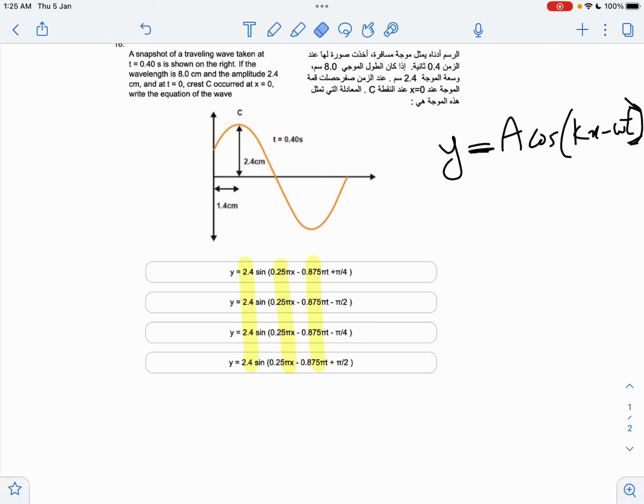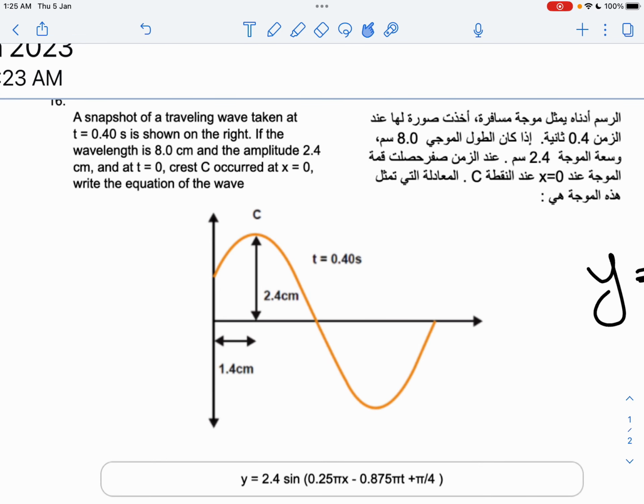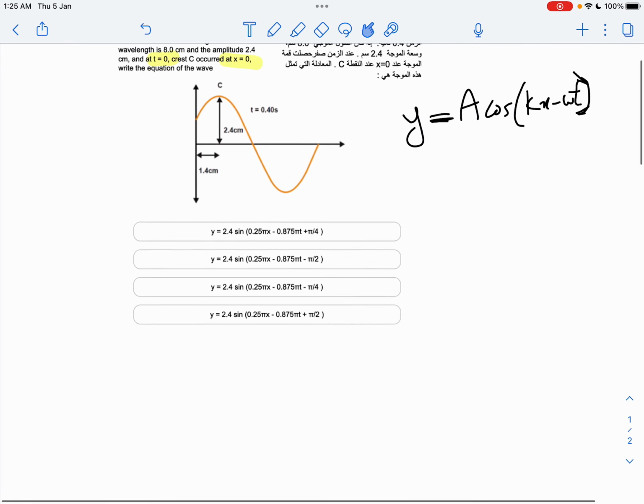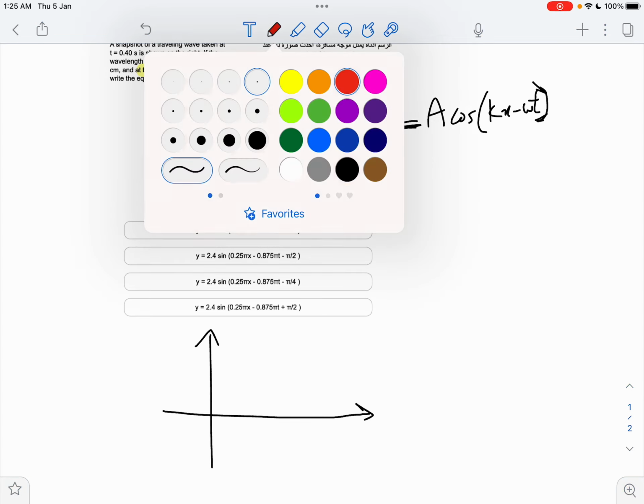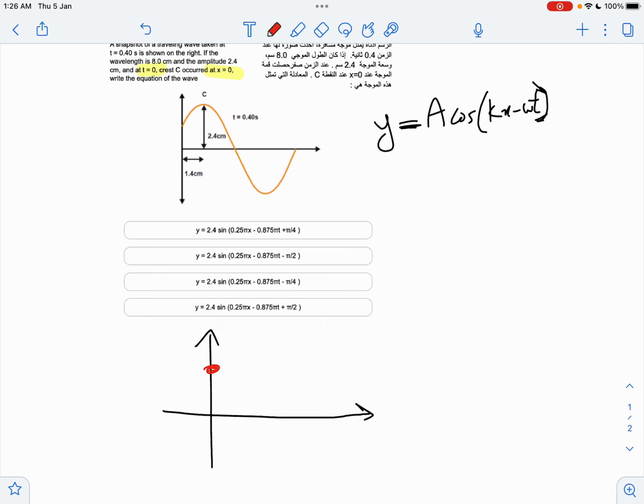We read the question, and in the question they said that at time zero, the peak, or crest C, occurred at x equals 0. So this means at time equals 0, when the wave started, the peak was here. So the wave, let's say, looked something like that. This is at time equal 0.